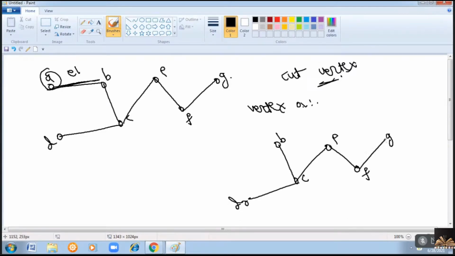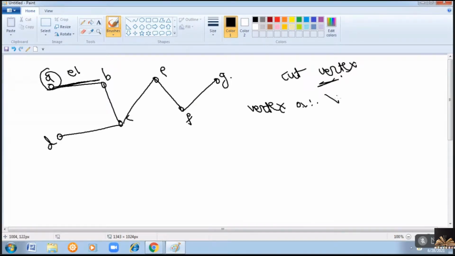Now when you observe this graph, is it a disconnected graph? It is not a disconnected graph. Clear? So A is not a cut vertex. Now you remove the vertex B.